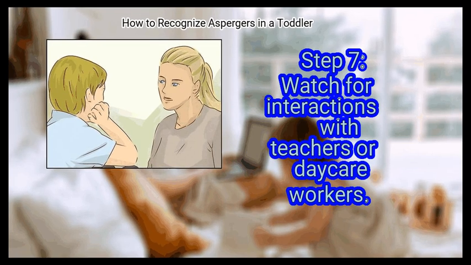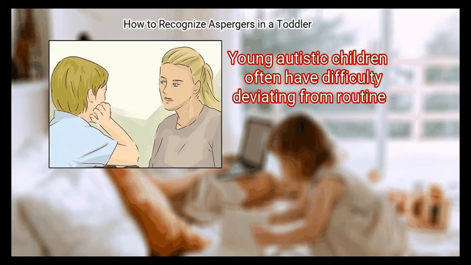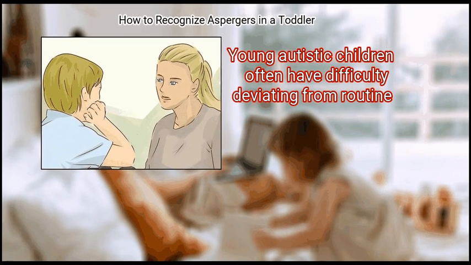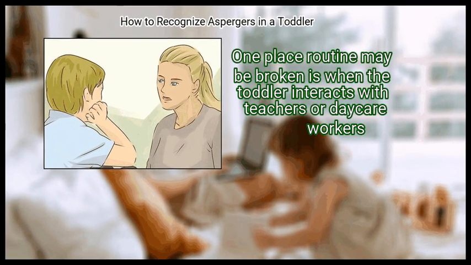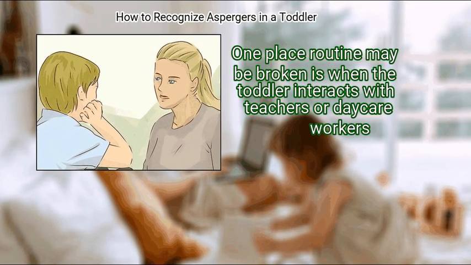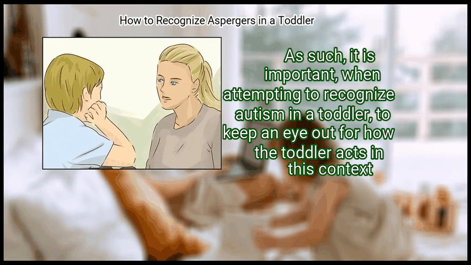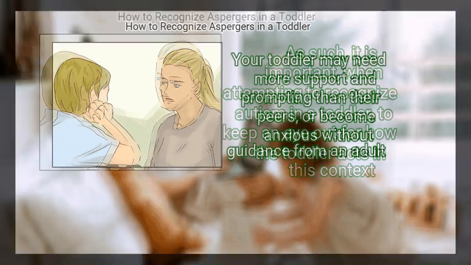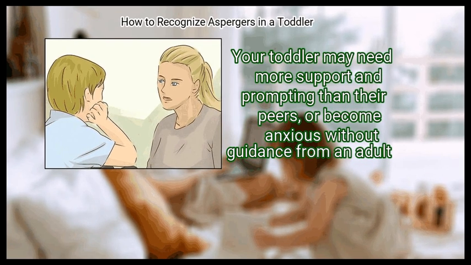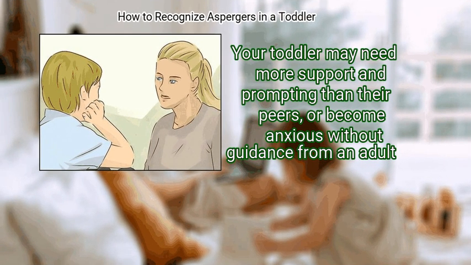Step 7. Watch for interactions with teachers or daycare workers. Young autistic children often have difficulty deviating from routine. One place routine may be broken is when the toddler interacts with teachers or daycare workers. As such, it is important, when attempting to recognize autism in a toddler, to keep an eye out for how the toddler acts in this context. Your toddler may need more support and prompting than their peers, or become anxious without guidance from an adult.